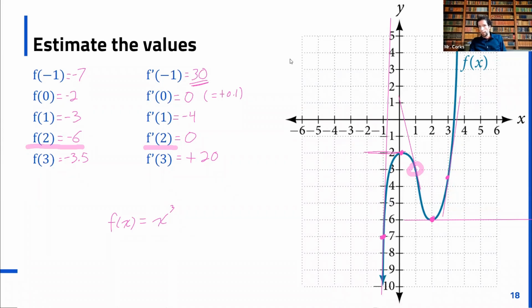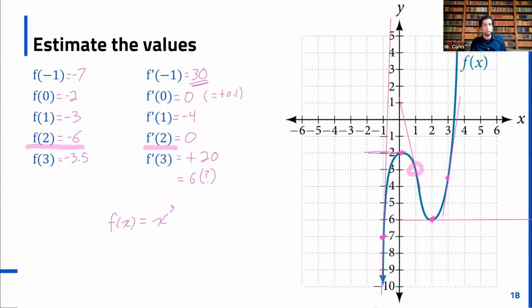And what's the slope of that thing? That's from there to there. That looks like a 6 or a 7, maybe. Doesn't really matter. 6. Big positive number. That's enough for us to be able to recognize.